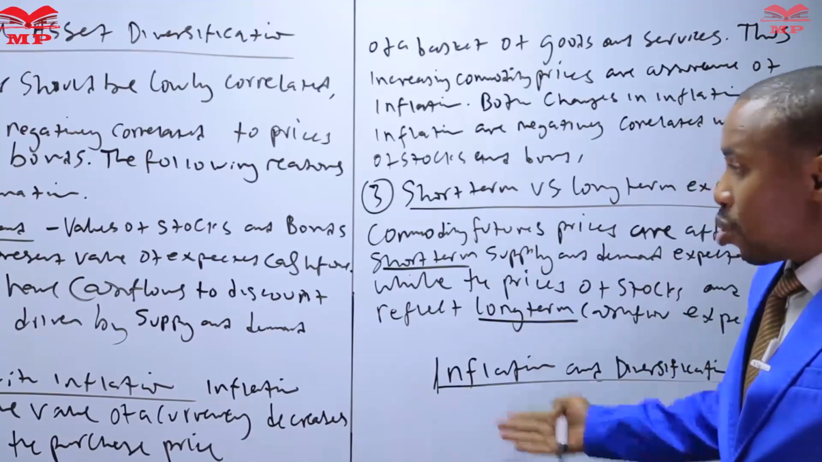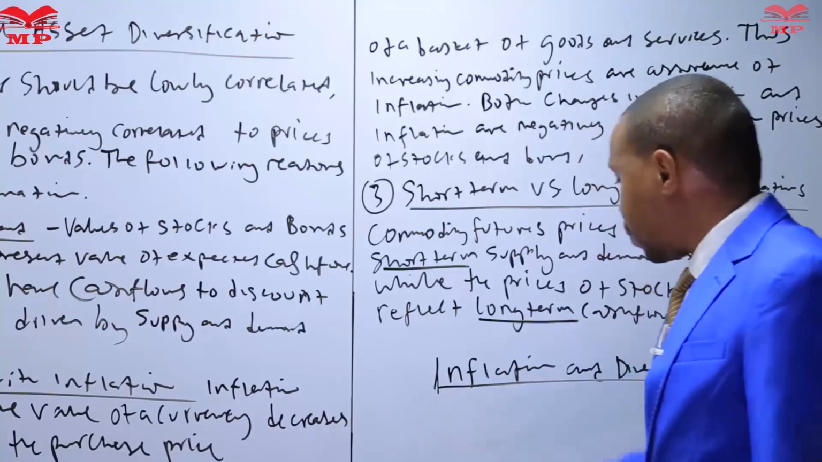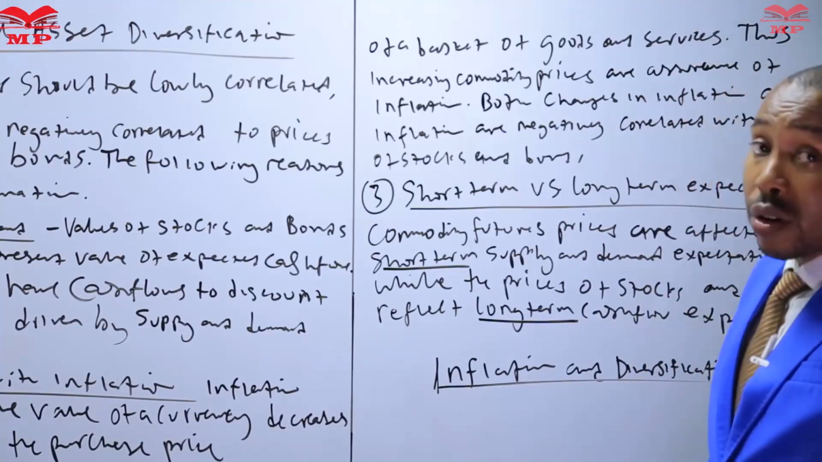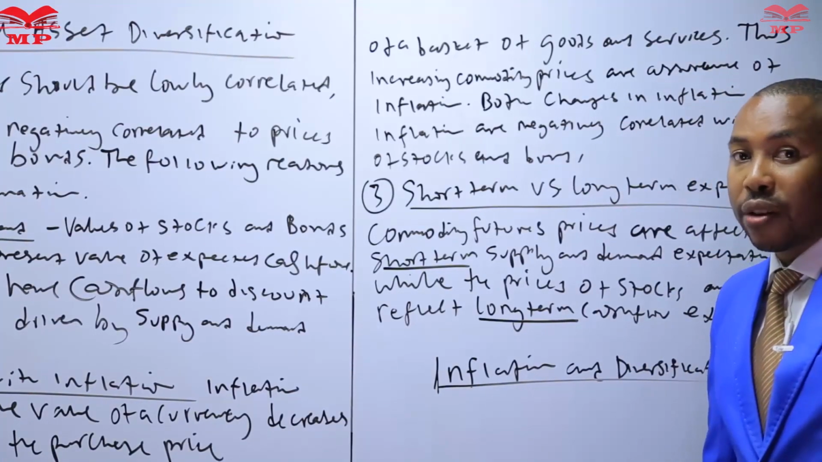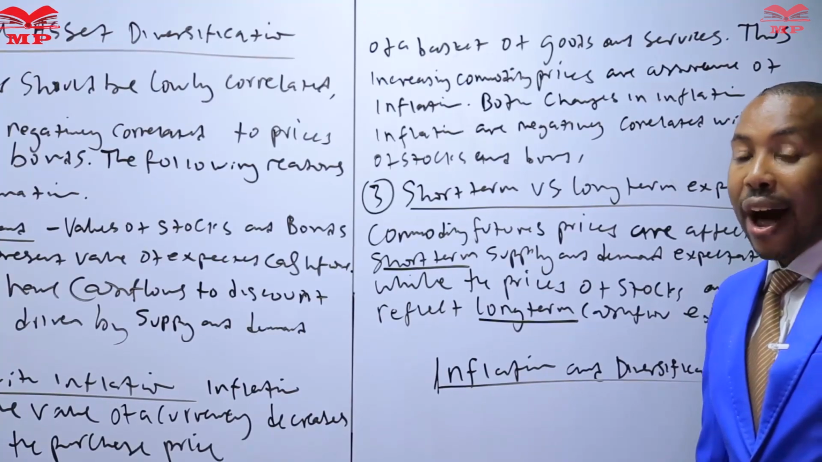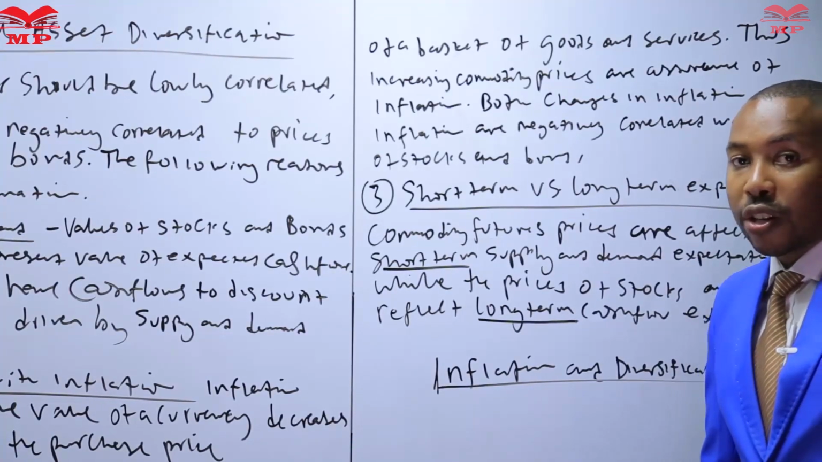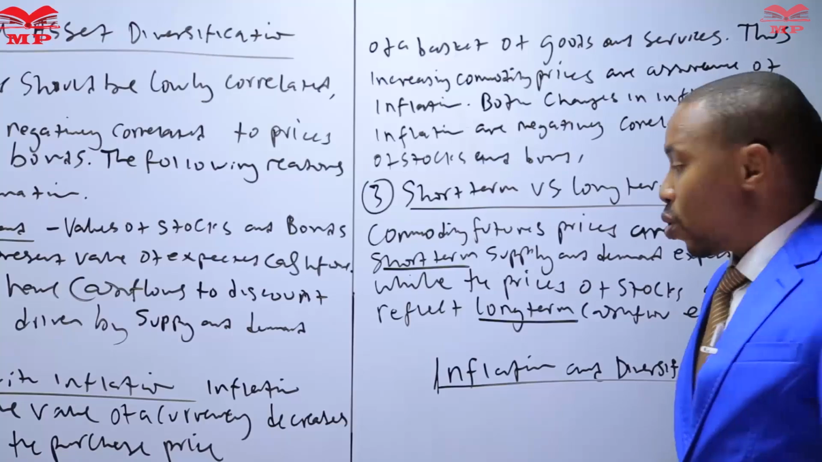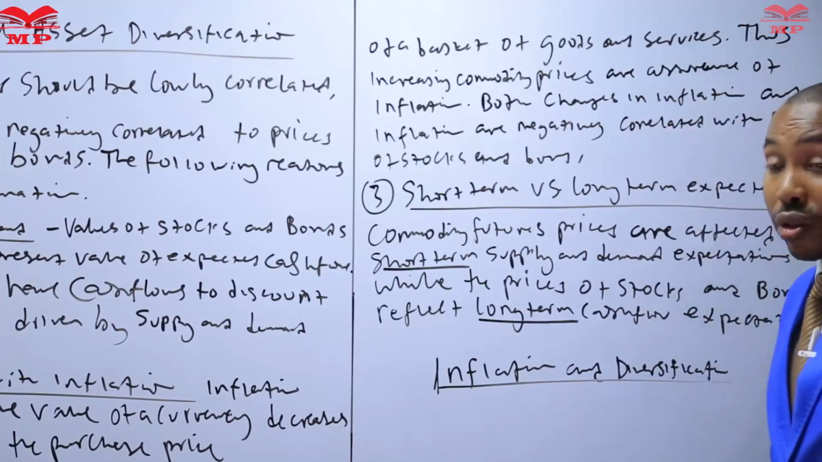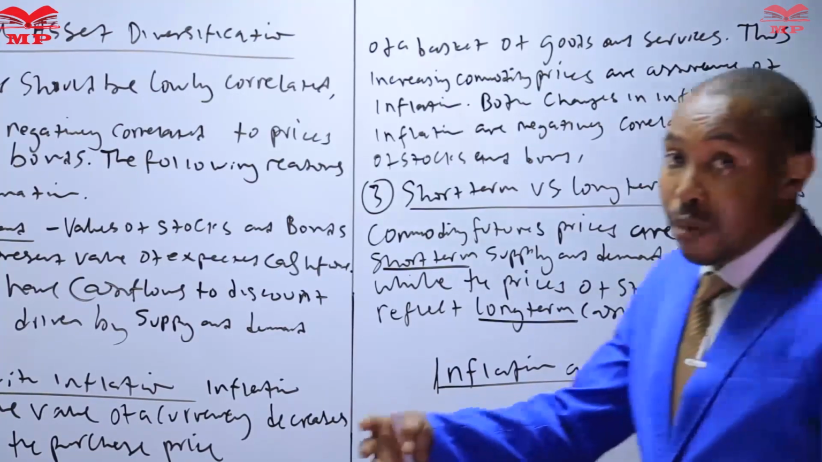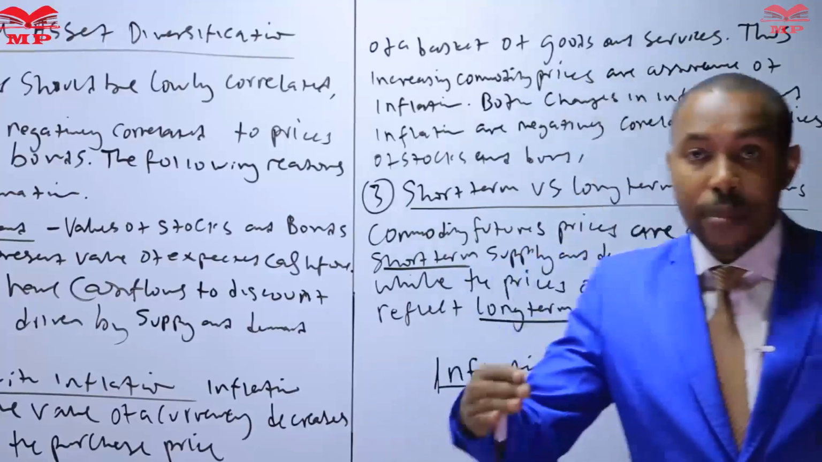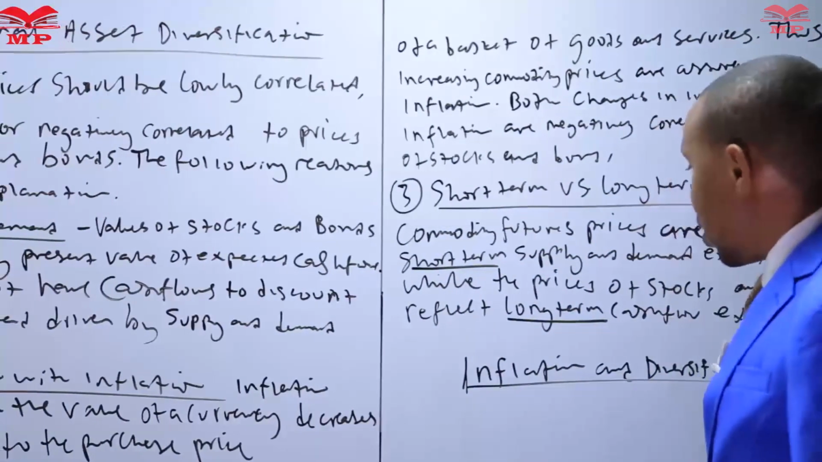So for commodities, as we have just seen, we are saying that commodities would be a good inflation hedge because they are uncorrelated, lowly correlated, or negatively correlated to the prices of stocks and bonds, or to the values of stocks and bonds. So including commodities in the portfolio would tend to reduce the component of diversification.